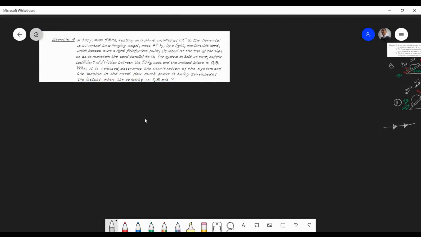So in this case, what do we have now? Last one for today. A body of mass 53 kilos resting on a plane inclined at 25 degrees to the horizontal. All right. Let's just get that drawn first.